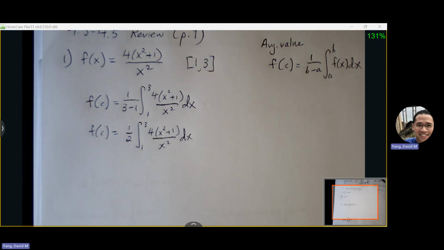Algebraically, that's fine. You can do that if you like. So if you want to do that, our numbers will look a little different, but in the end, our answers will match up.